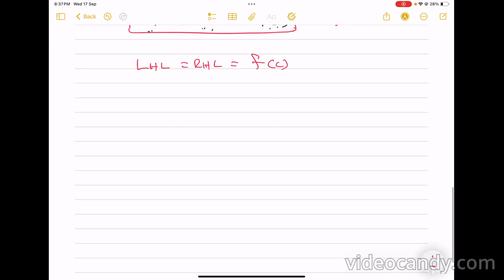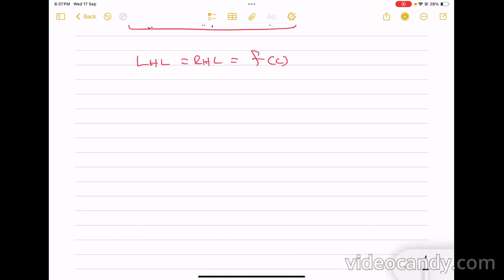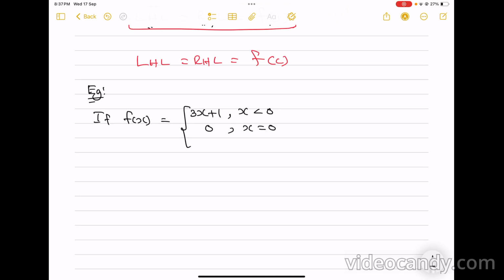Example. If the question is f of x is equal to 3x plus 1 when x is lesser than 0, and 0 when x equal to 0, and 2x plus 5 when x is greater than 0.